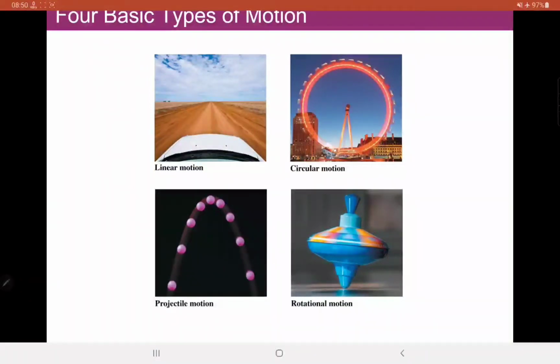Hello everyone, today we'll talk about motion. So before starting this motion, let me explain a few basic things that you need to know.